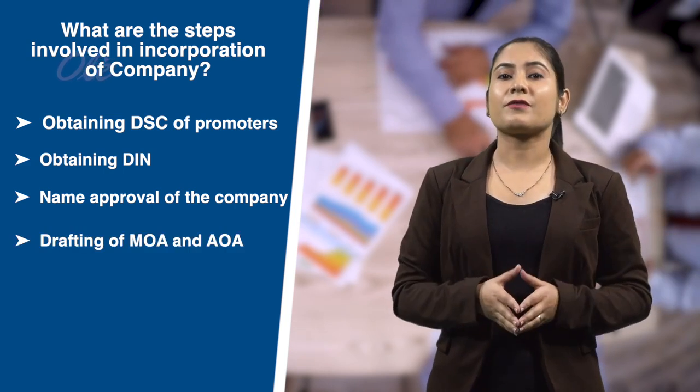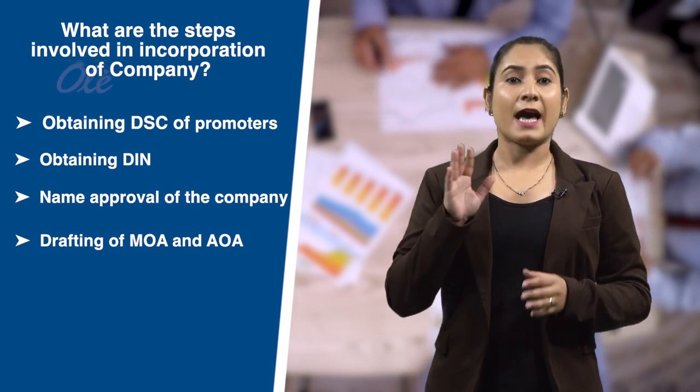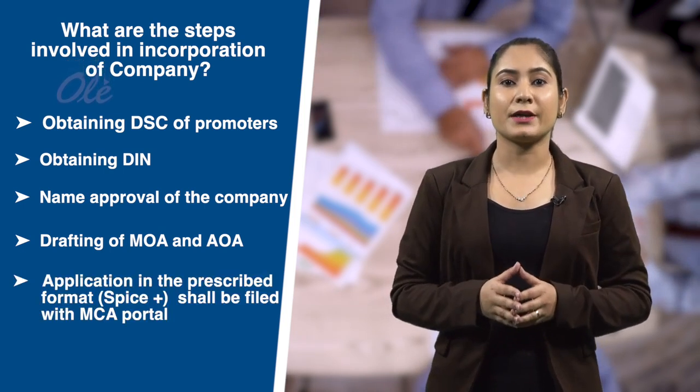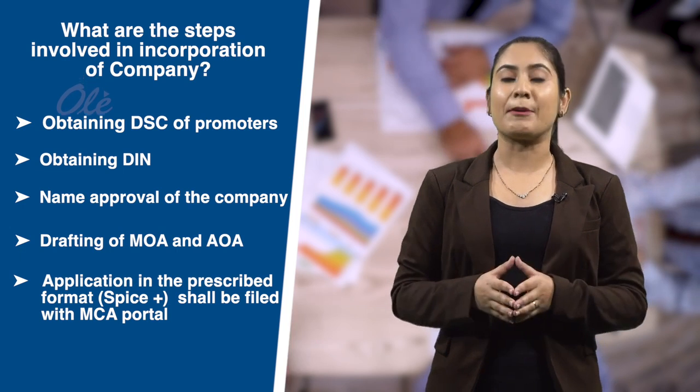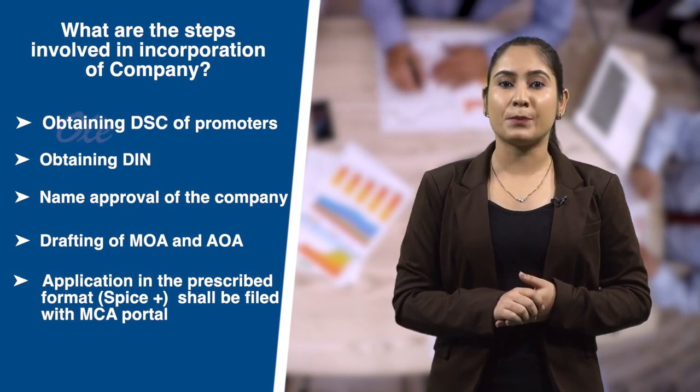Thereafter, we will be drafting the memorandum of association and articles of association. And once you are done with all the required documents, then we will be filing the application in the prescribed format, SPICe+, on the MCA portal. What are the benefits of forming a private limited company?